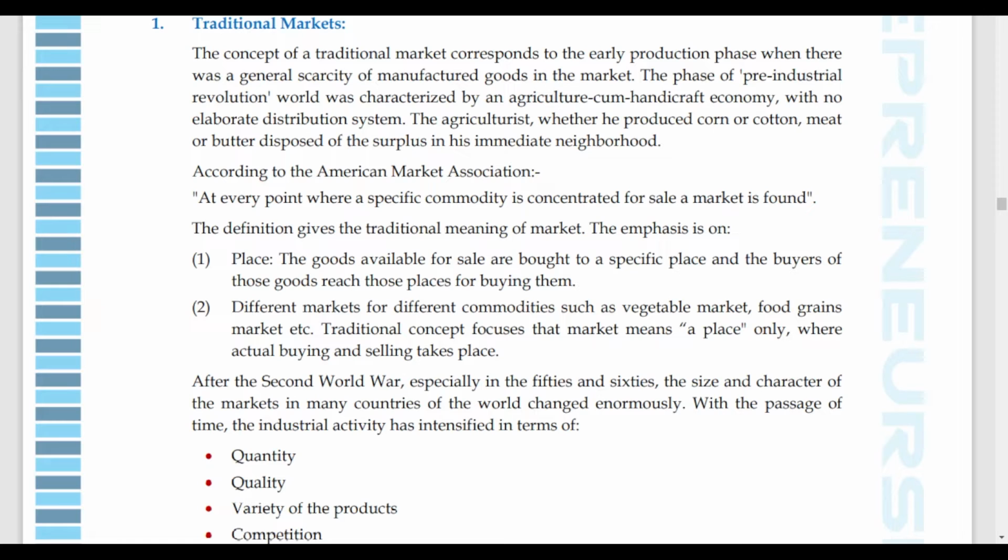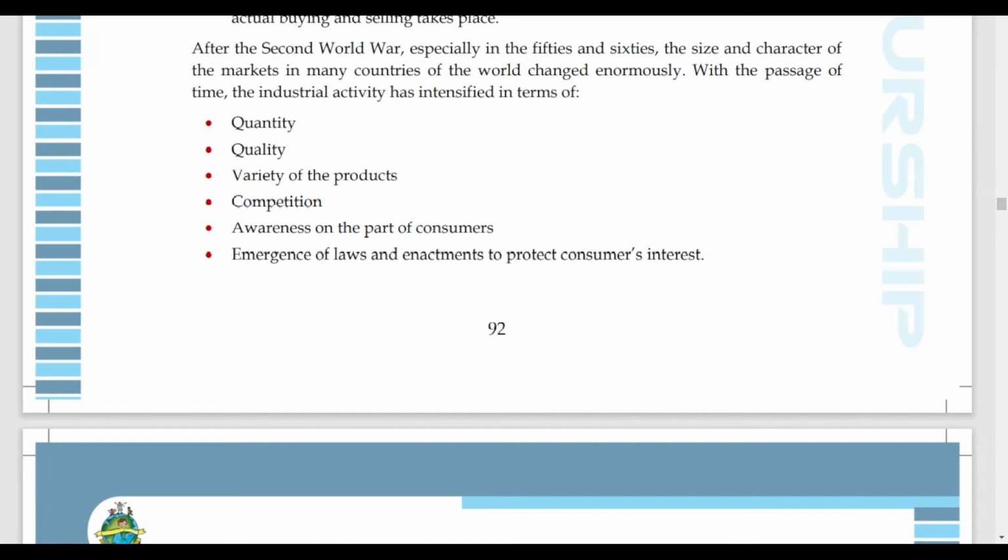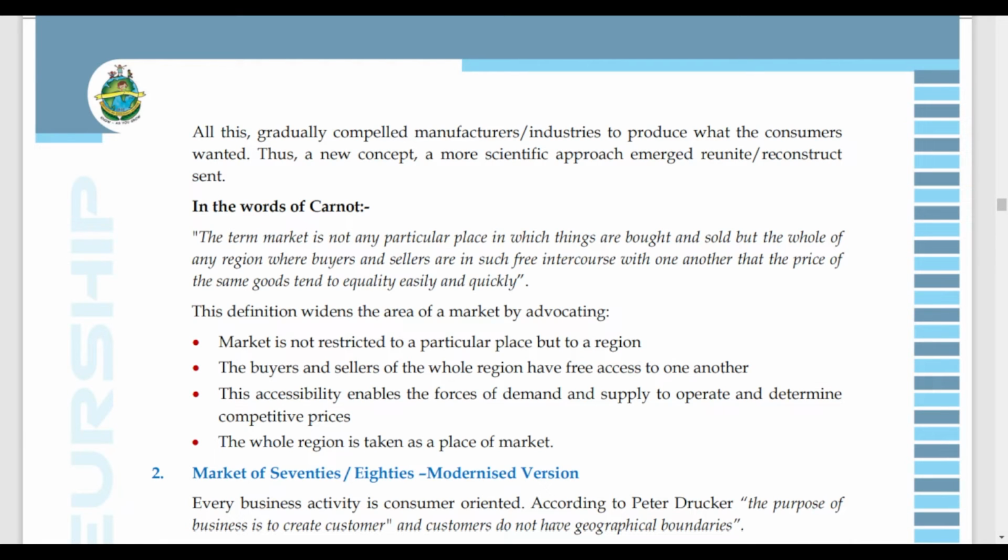After the Second World War, especially in the 50s and 60s, the size and character of the markets in many countries of the world changed enormously. With the passage of time, industrial activity has intensified in terms of quantity, quality, variety of the products, competition, awareness on the part of consumers, and emergence of laws and enactments to protect consumers' interest. All this gradually compelled manufacturers and industries to produce what the consumers wanted.